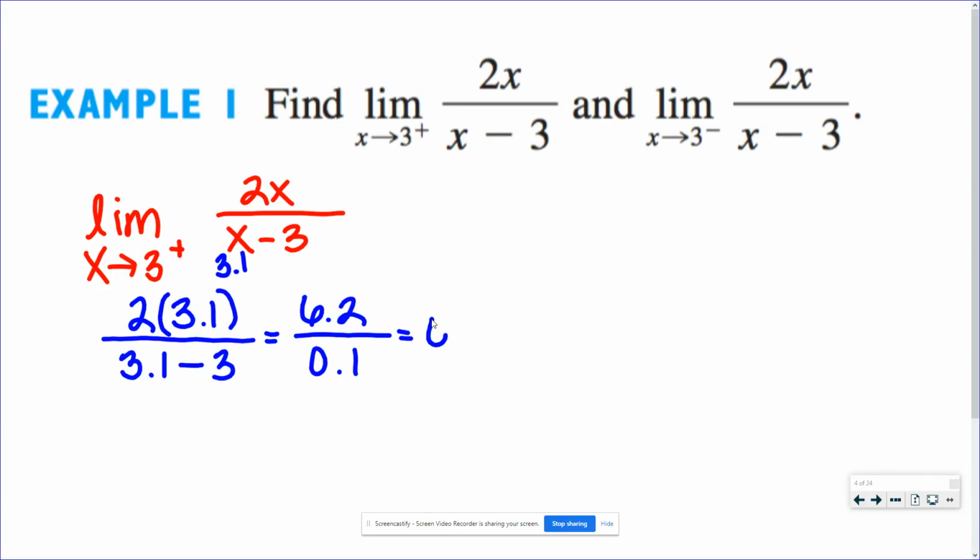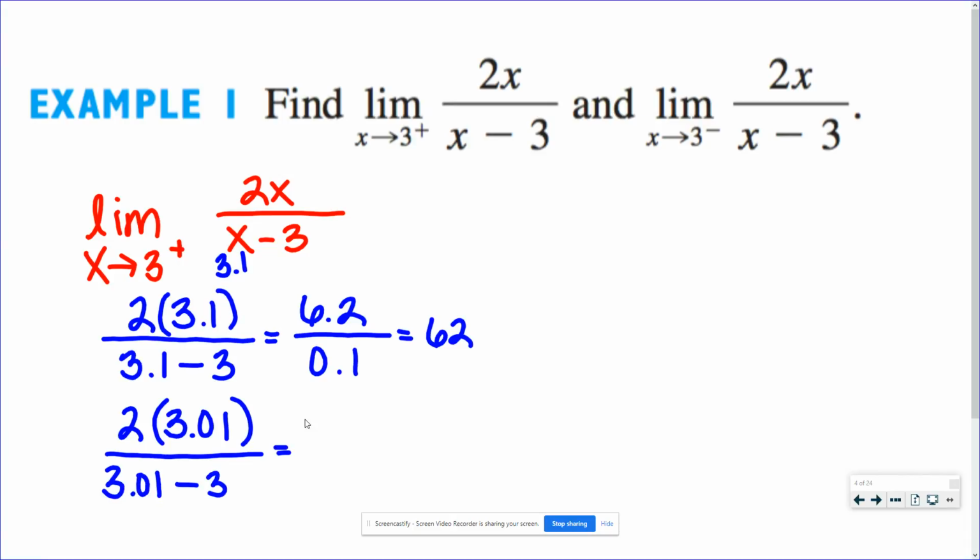And if you divide, that would give you 62. Okay, again, 62 is not the answer. But what I'm going to do is now compare that to if I got even closer to 3. So maybe I call it 3.01. Okay, so I'm going to put a 0 to make it a number that's really, really close to 3. So what would happen if this was 3.01? Well, you would get 6.02 on the top, and on the bottom you would get 0.01. And that would give you an answer of 602.